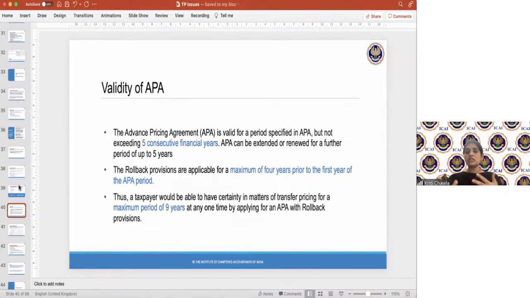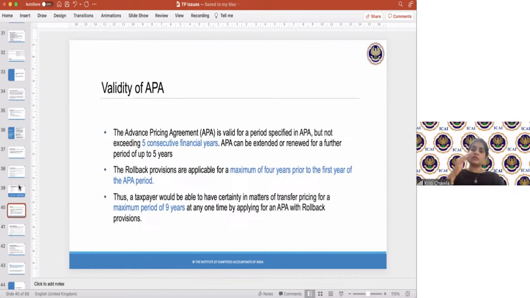So if you actually see the APA validity in India, the APA is for 5 years hence and 4 years backward. So if you look at the total period, the APA is for 4 years and then for 5 years. So APA can be taken for 9 years at one point in time. And the 4 years prior is called a rollback provision.